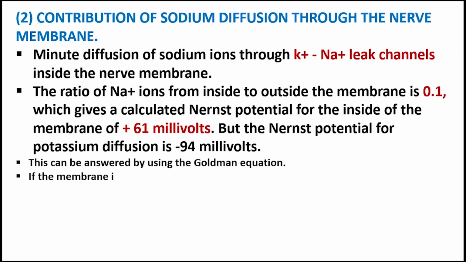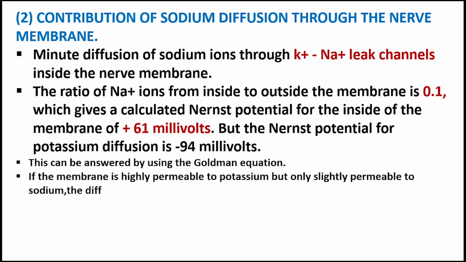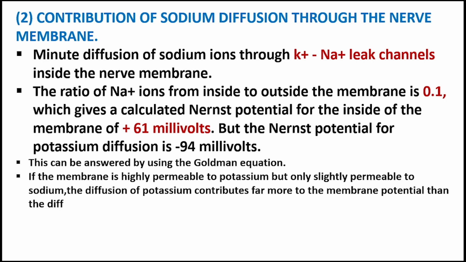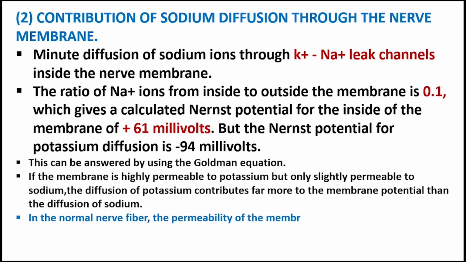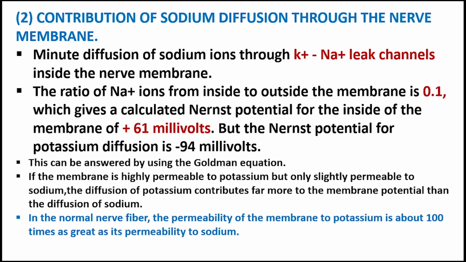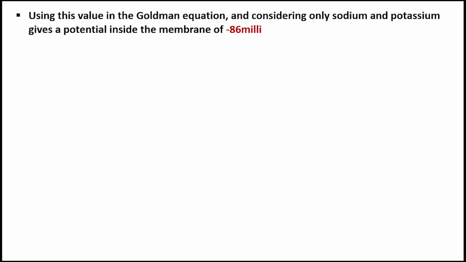If the membrane is highly permeable to potassium but only slightly permeable to sodium, the diffusion of potassium contributes far more to the membrane potential than the diffusion of sodium. In the normal nerve fiber, the permeability of the membrane to potassium is about 100 times as great as its permeability to sodium. Using this value in the Goldman equation, and considering only sodium and potassium, gives a potential inside the membrane of minus 86 millivolts, which is near the potassium potential.